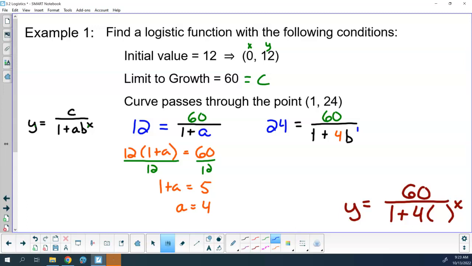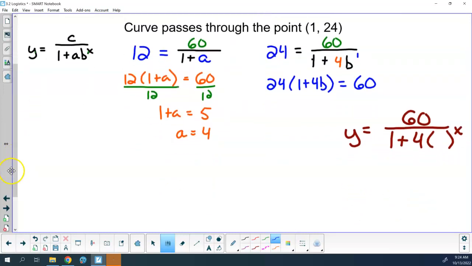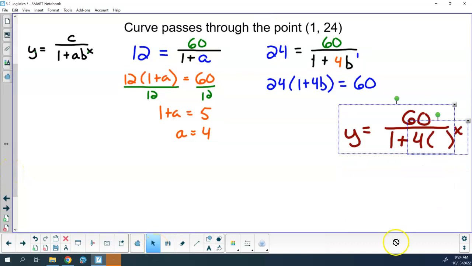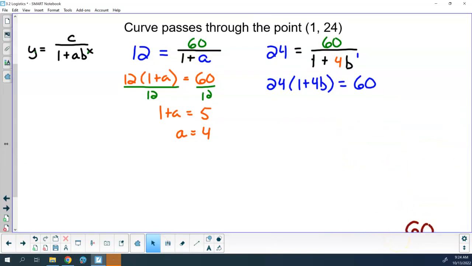Okay. And then what? And what do you got? By 1 plus 4b? Okay. So then that's going to give me now 24 times 1 plus 4b is equal to 60. Then, what? Divide both sides by 24. This one's not as pretty, but still doable. 1 plus 4b equals 5 halves.